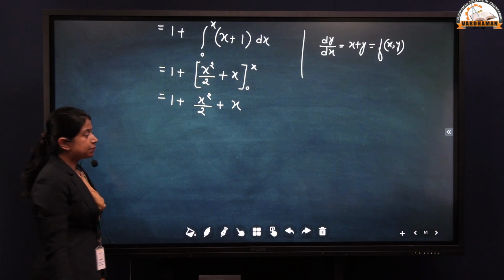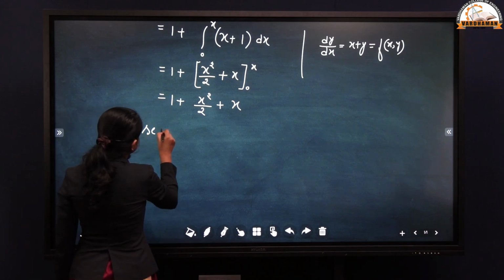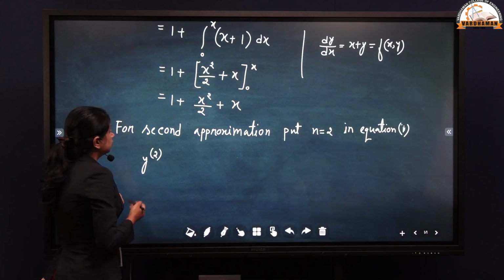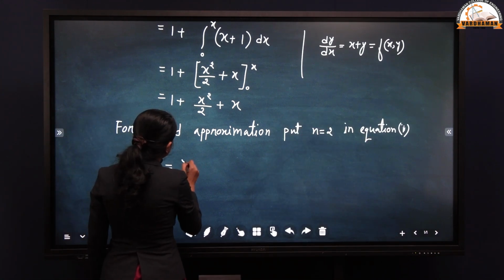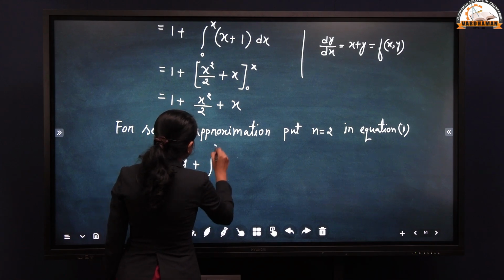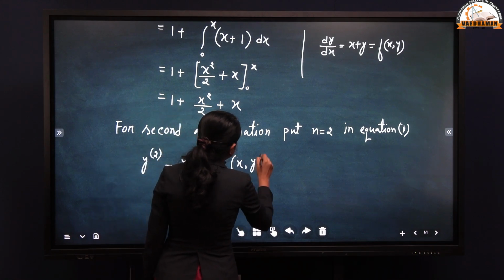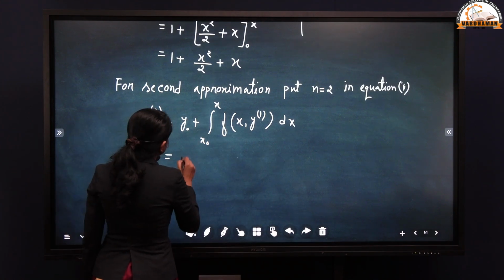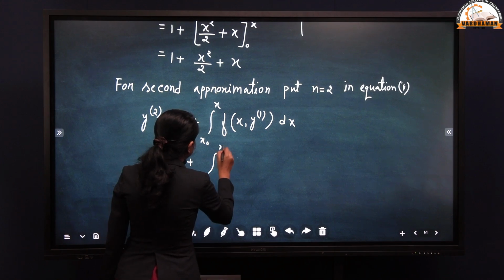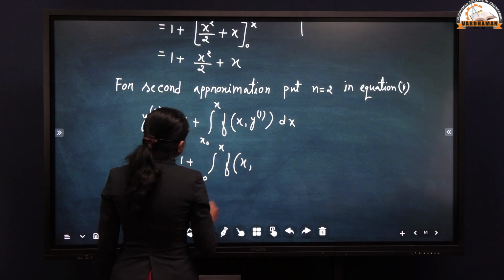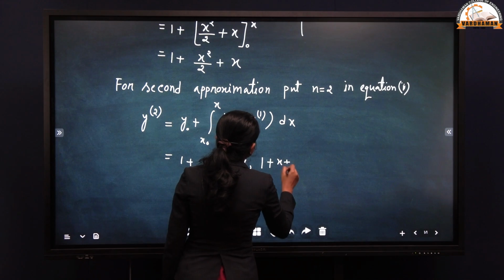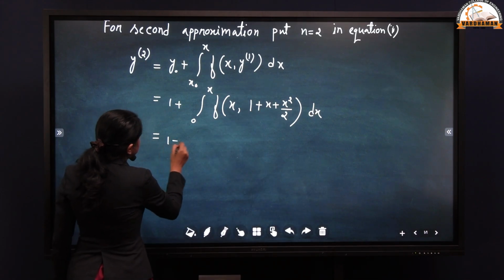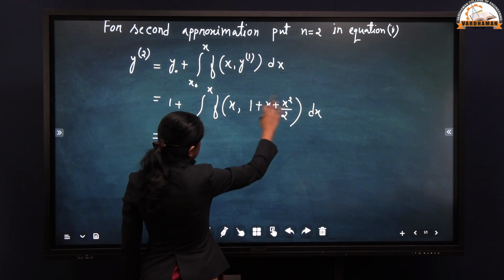Now we will find the second approximation. For the second approximation, put n equal to 2 in equation 2. We will get y2, the second approximation of y, equal to y naught plus the integral from x naught to x of f of x comma the first approximation of y dx. Now let us put the values. y naught is 1, x naught is 0, and y1 is 1 plus x square by 2 dx.